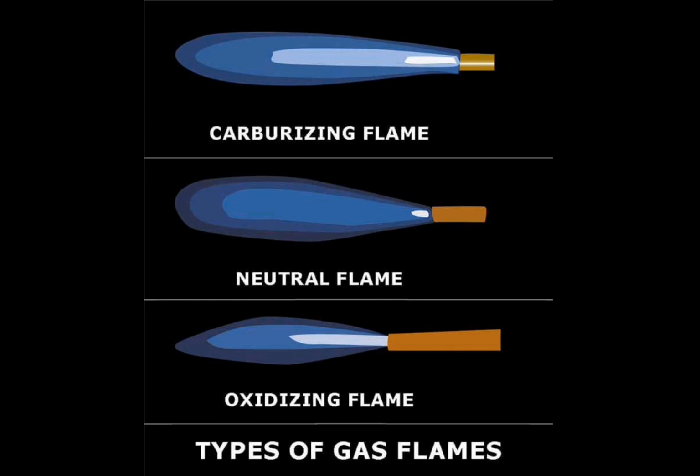What type of flame should be used when silver soldering? Neutral flame. What is meant by a soft flame? Flame makes no noise and doesn't push the weld.